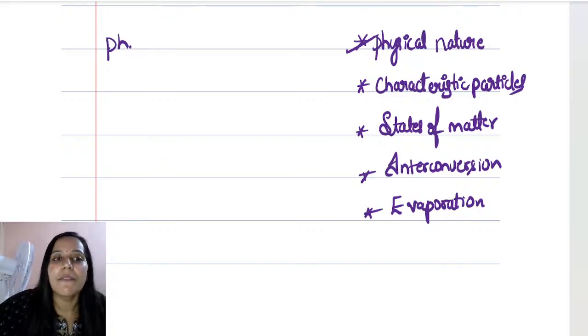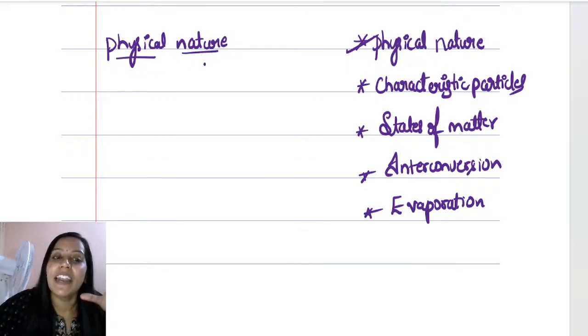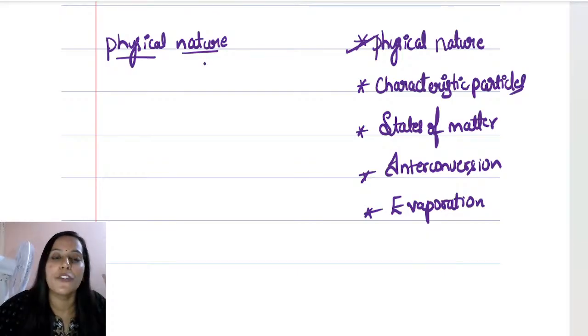I'm starting with the physical nature of matter. And I told you, in this lesson, whatever we study is completely related to physical things. We are not going to discuss any kind of chemical composition of matter.